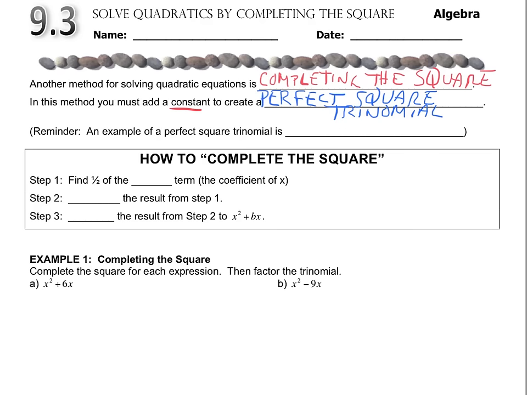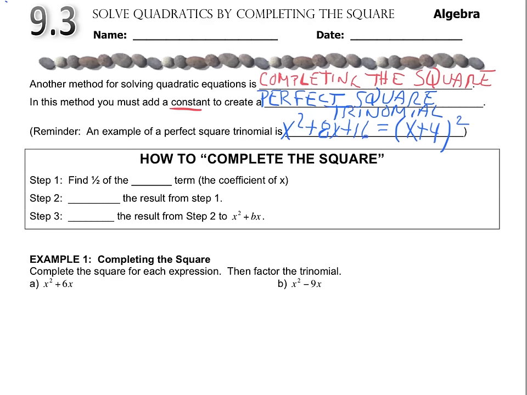Remember when we worked on perfect square trinomials back in Chapter 7, an example of a perfect square trinomial might look something like x squared plus 8x plus 16, which once we factor it, we'll notice that we're going to get x plus 4 times x plus 4, or x plus 4 squared.